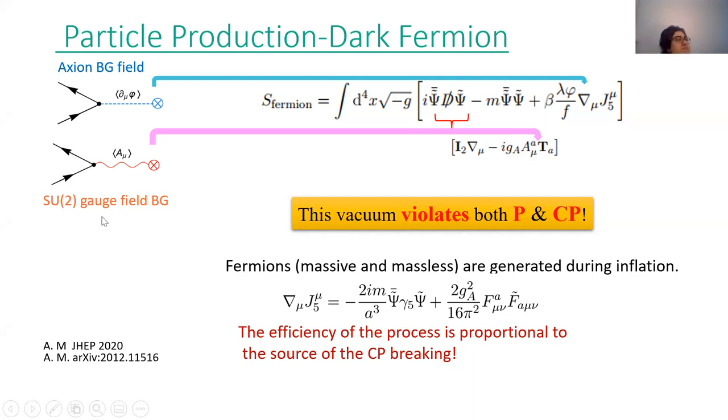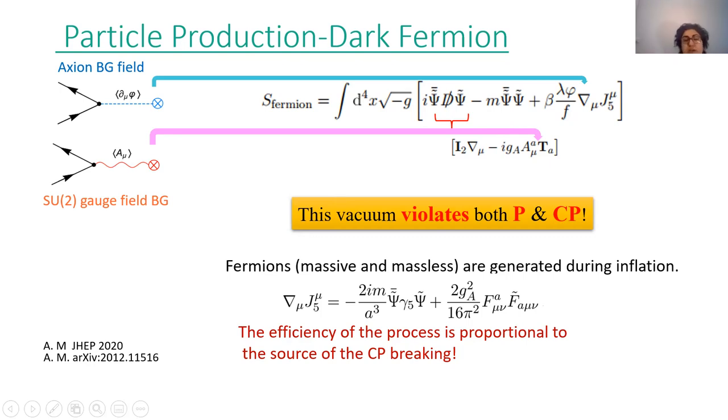One is, of course, our SU2 gauge field. So imagine that they are charged under this SU2 gauge field. And they can also be coupled to an axion with this form. So we can couple the chiral, the axial current of the fermions with an axion. And that can also produce particles. But to produce particles with an axion, you need them to be massive. Otherwise, of course, I would be happy to tell you more about the details. But if fermions are massless, axion cannot generate them. It's only sourced by the gauge field.